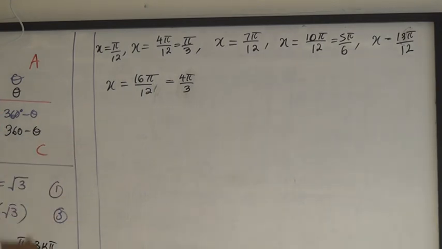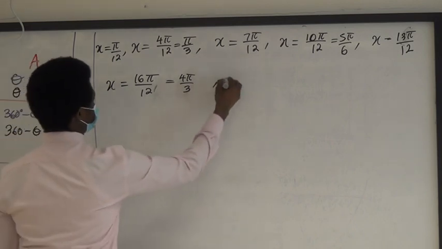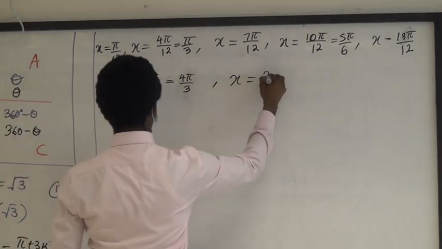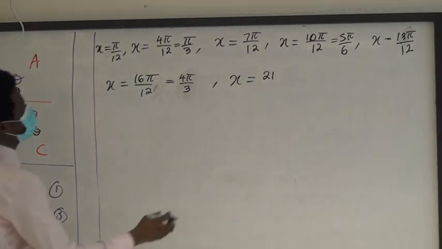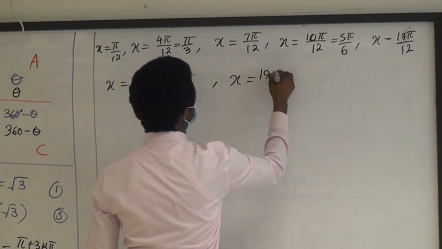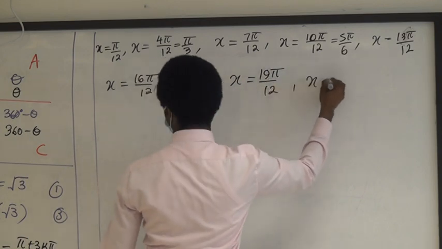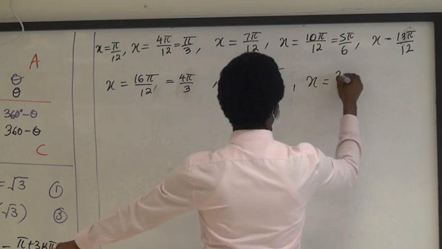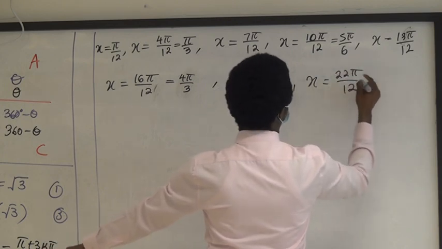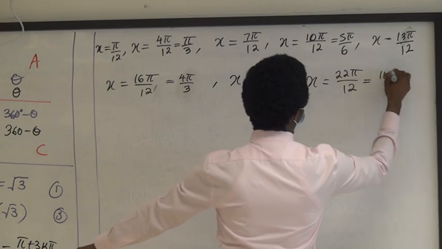Okay, so this is like 1.3, close to 2. What is the last number to substitute? 5. When you substitute 6, you have 21. That might be the last one. Okay, 21, is it? No, 19. Okay, 19 pi over 12. Substitute one more, 7. This one's 21, I think. 22. Okay, that should be it. That's it. 11 pi over 6.